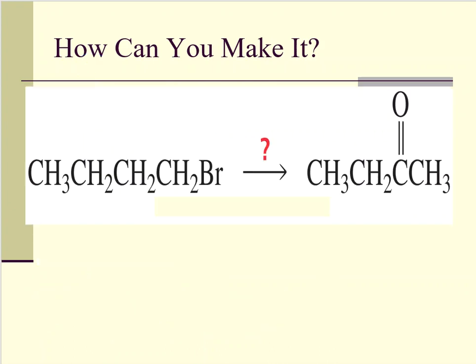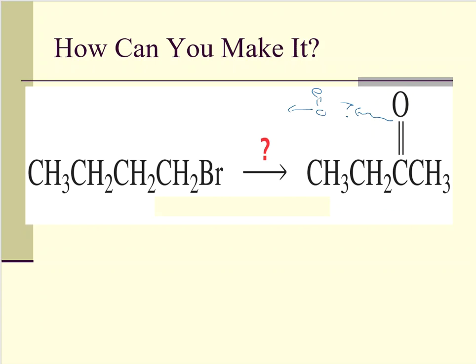All right, here's another. 1-bromobutane. How can we get that to go to that product? I have a carbonyl, C double bond O, on the second carbon from the end. Let's think about this. C double bond O. Let's go back. Let's try to remember this C double bond O. Do you remember how that formed?